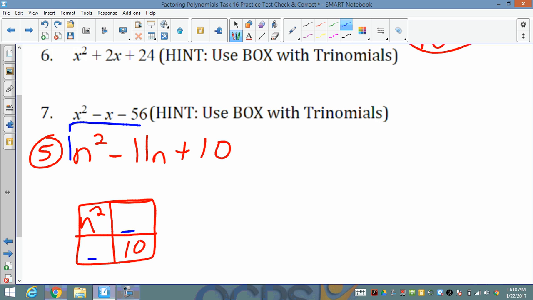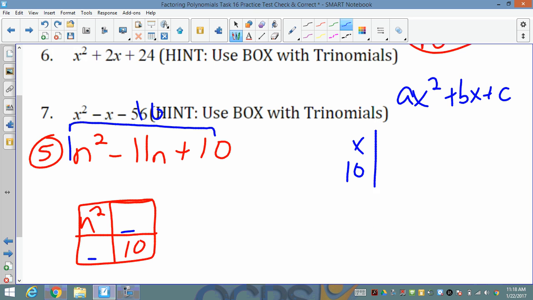I'm going to multiply A times C. Remember, those are coming from our standard form. A is in front of your x squared, C is your constant. So in this case, I'm multiplying 1 times 10, which is 10. Then I find factors of 10, that means multiplies to 10, that adds to my middle term, B, which is negative 11. So I'm going to start by multiplying or writing down everything that multiplies to 10.